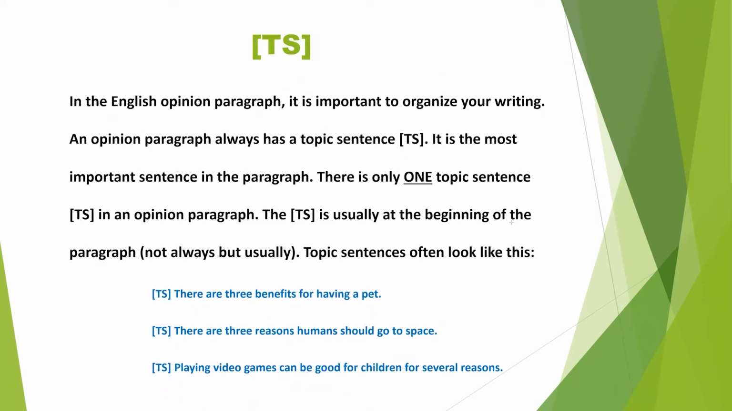Okay, let's take a look at the 3 topic sentences at the bottom of your page. They are in blue. So the first one says there are 3 benefits for having a pet. So this part, the pet, that is our topic. And this part, there are 3 benefits for having a pet. So there are 3 benefits is my opinion about the topic, pets, okay? So again, this is a complete sentence. It's a topic sentence.